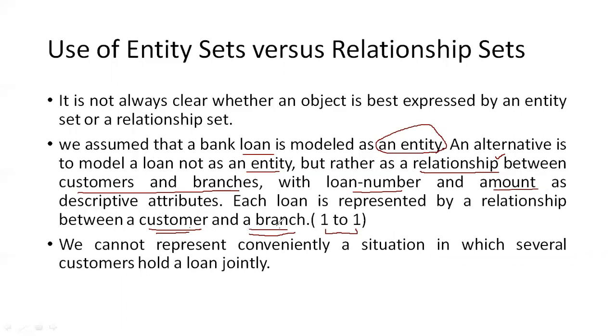One customer, one loan. Now, such a type of thing, that means considering an entity as a relationship, is not possible in a situation where customers hold a loan jointly. That means more than one customer holds the loan, only one loan. So many to one is not possible. That's why at that time an entity will be the best option for the loan.